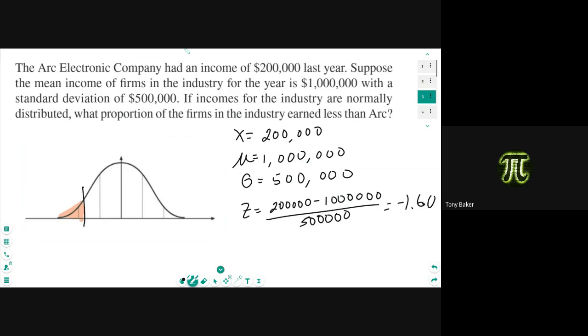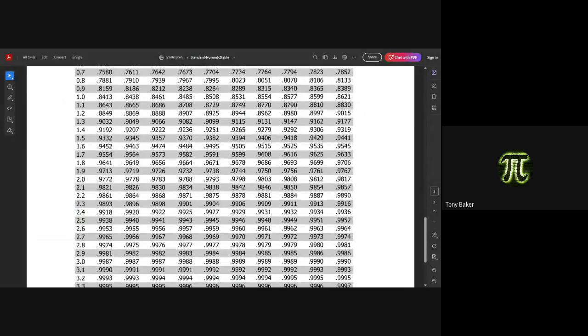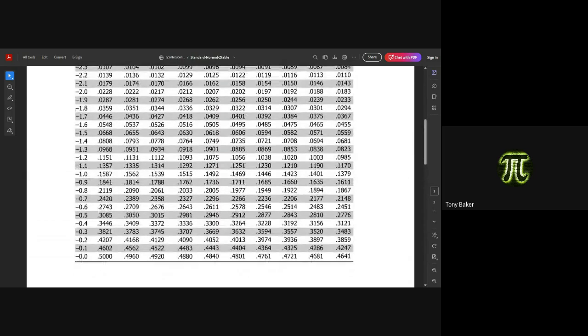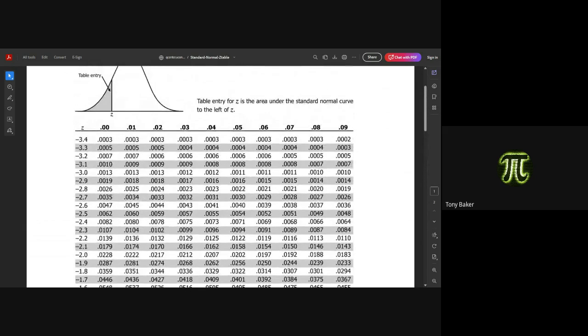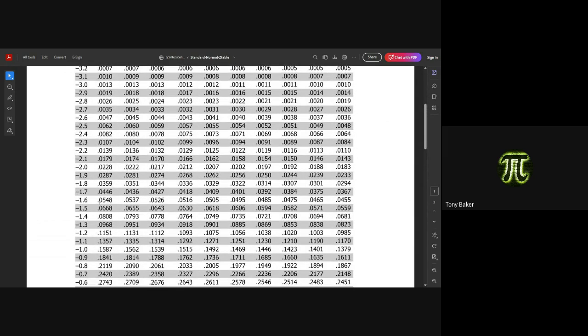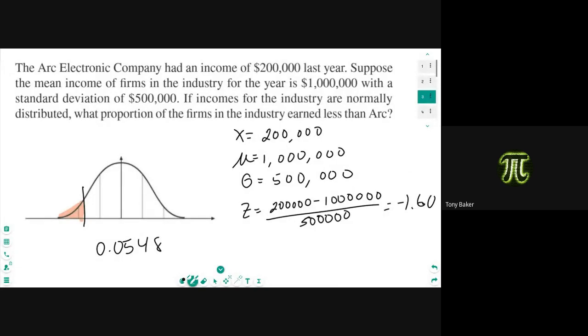All right, so if we load the table, yell at me if I don't switch back afterwards. We're looking at the negative side, and we're going to do negative 1.6, and the 0 is the first column. So negative 1.60 is 0.0548. So is that my answer? Yes, because remember, the table's telling me from the left over. So that is the answer, and that's the one we want.